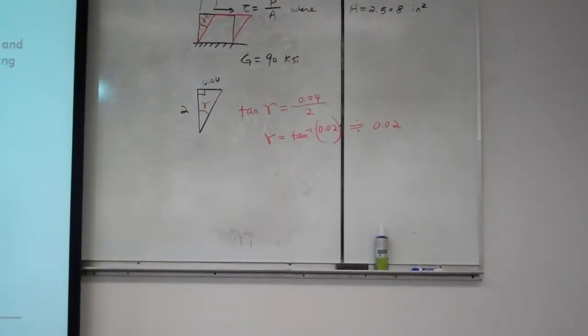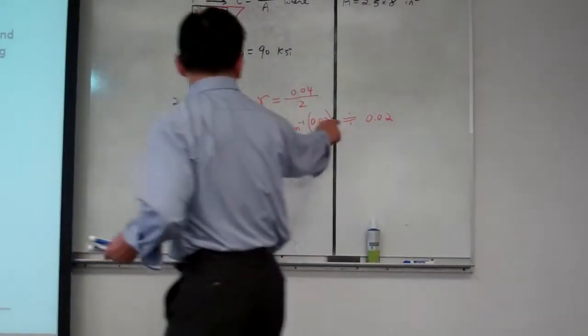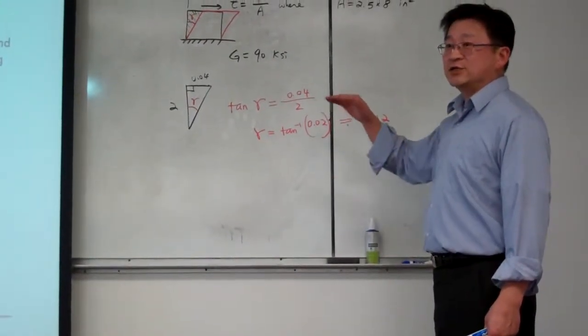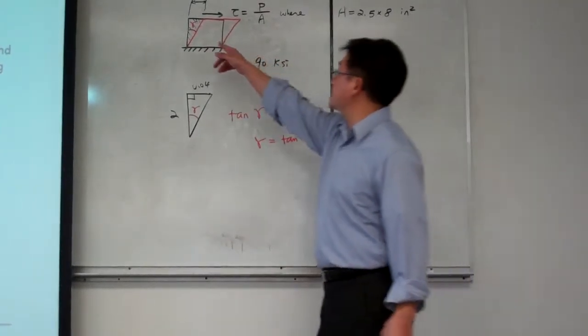So the average shear strain, the first question, this is shear strain equal to 0.02. Again, what is shear strain? That is a change of the shape, and that is the angle.